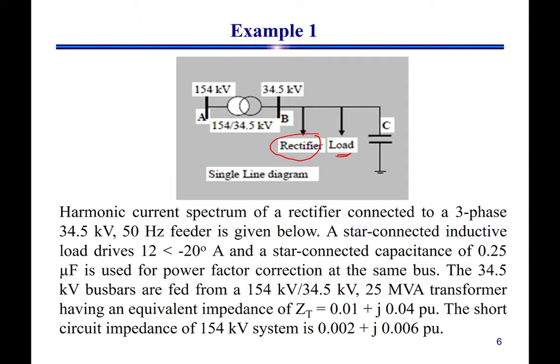Okay, so it says that we have a star connected inductive load that takes 20 with angle minus 20 of current. So this load will take this current, 20 with angle minus 20. Okay, so that will be the current taken by this load. Okay, and a star connected capacitance. So the value of this capacitor is 0.25 microfarad.